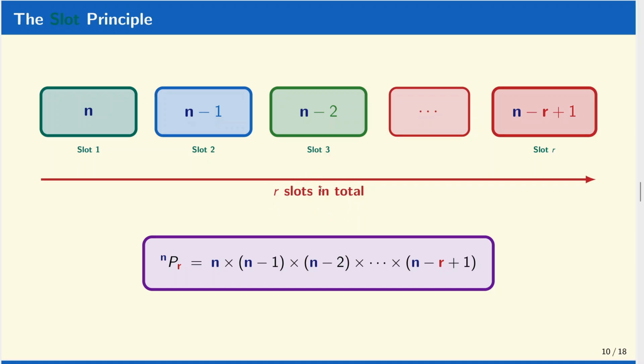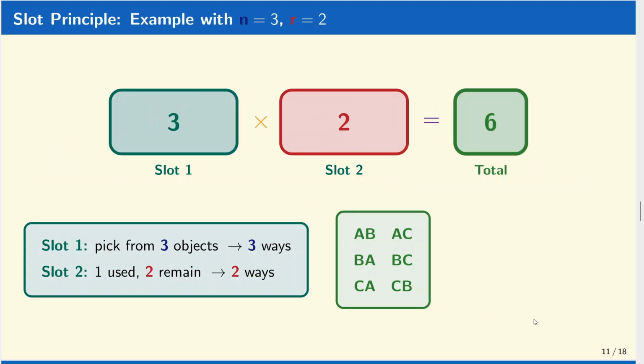By multiplying all these slot choices together, we get the mathematical formula for a permutation. It is written in the purple box at the bottom. nPr equals n times n minus 1 times n minus 2, and so on, all the way down to n minus r plus 1. Let us ground that abstract formula with a really simple, concrete example.